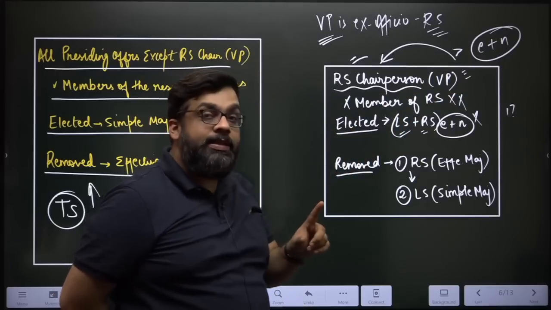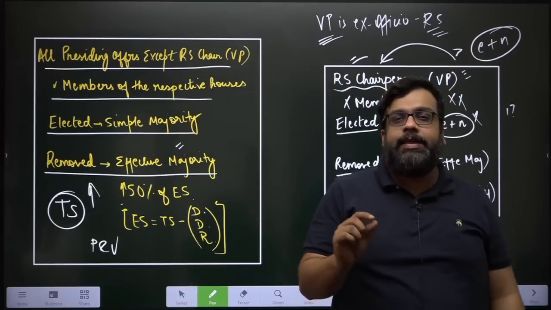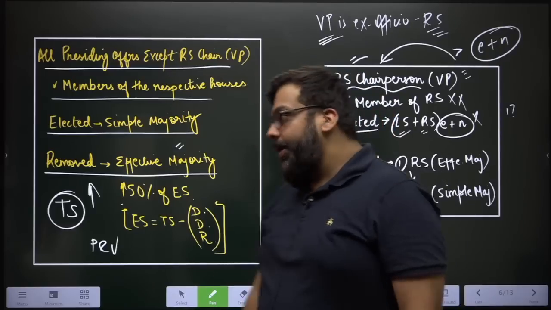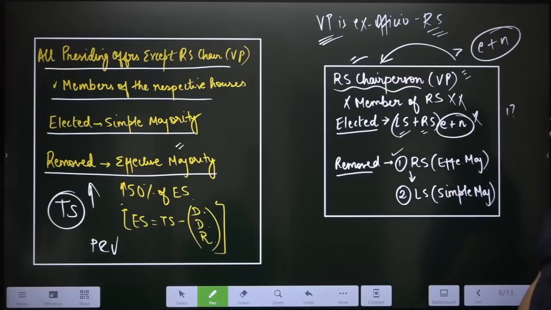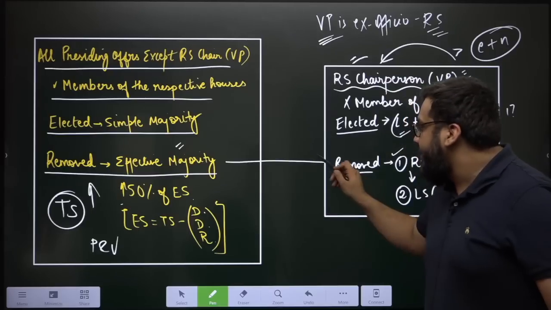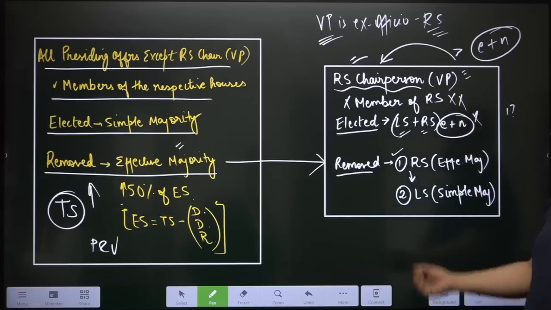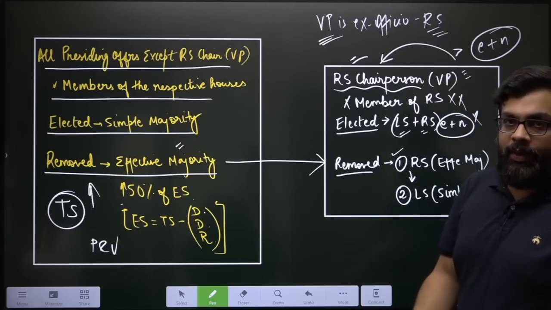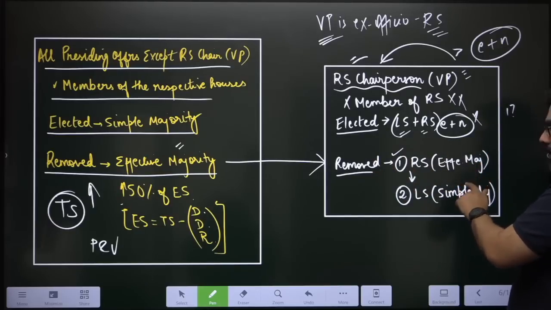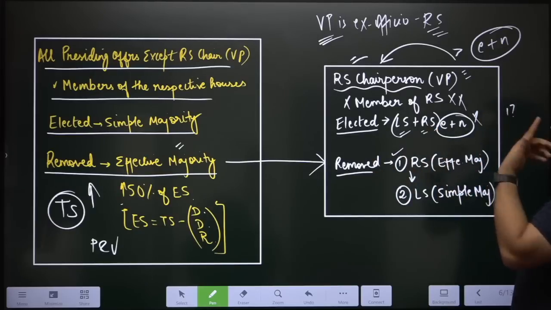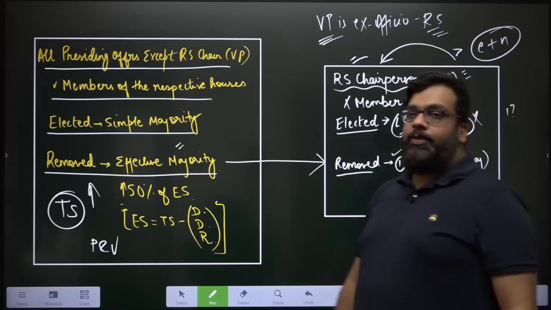As far as the removal is concerned, here is where Rajya Sabha takes a slight amount of edge. The removal of the Vice President must begin from the Rajya Sabha, and you would require the same effective majority here. And the Lok Sabha plays a supportive role. Once the Rajya Sabha has passed the impeachment through an effective majority, the same motion has to be passed through a simple majority in the Lok Sabha.